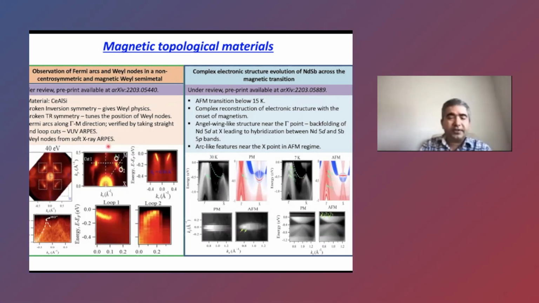Okay, another system we studied is CeAlSi, a cerium-based system, which is magnetic as well as non-centrosymmetric. In this system we observe Weyl points as well as Fermi arcs, and by tuning the temperature, you can actually tune the Weyl points. And in the NdAlSi system, we see Fermi arcs and very complex structure below the magnetic transition. This is also AFM, with a temperature of 15 Kelvin.